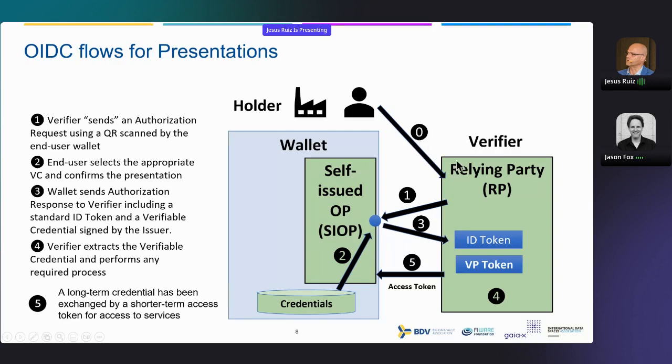But once the relying party knows about this, then number 1 is the relying party saying to the wallet, okay? Again, whether this is a cloud-based wallet or a mobile wallet, it doesn't matter, okay?